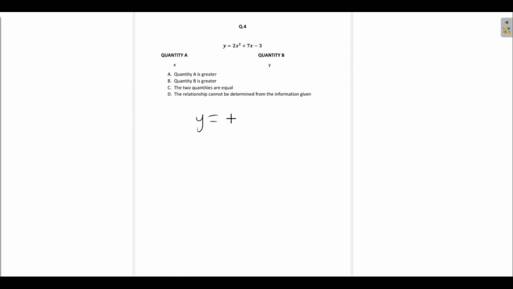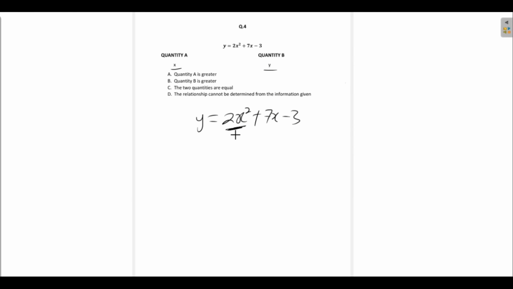Now we are given that y is equal to 2x squared plus 7x minus 3. Right, this is a quadratic equation. Now quantity A says x, quantity B says y. We are supposed to compare x and y and see if we can form any relationship between these two variables. Now look at y. y is 2x squared plus 7x minus 3. So you can see that y involves the squaring of x, from this particular term, 2x squared. Hence, generally, we can say that y will grow faster than x because of this quadratic term.